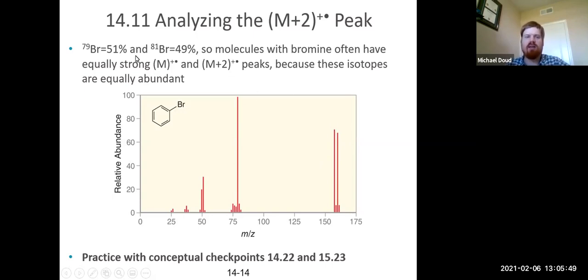I'm just pointing out how you can identify right away: I see these 2 equal peaks, they're about 2 apart from each other, and that's a pretty good indication that you have bromine.